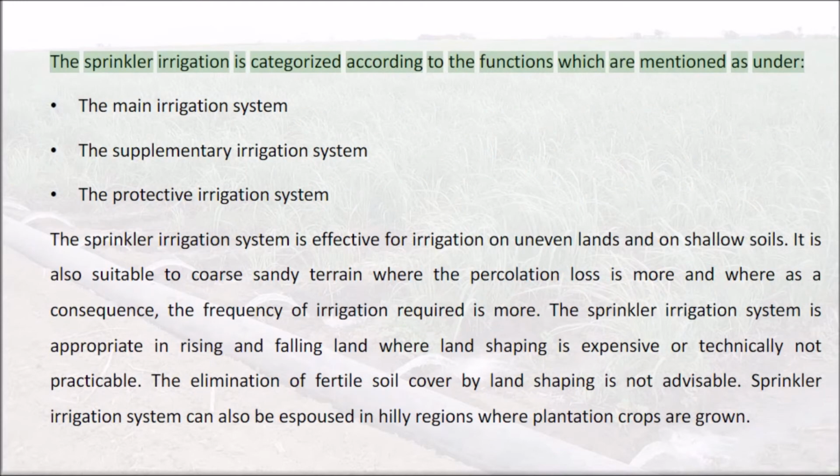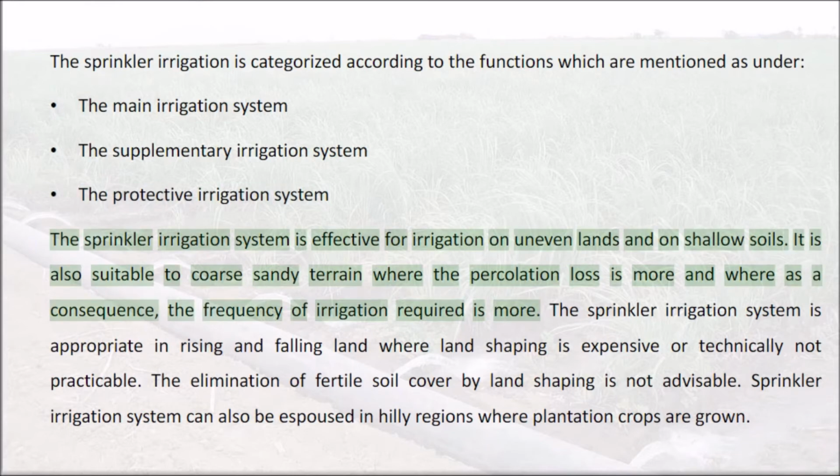The sprinkler irrigation is categorized according to the functions which are mentioned as under. The main irrigation system. The supplementary irrigation system. The protective irrigation system. The sprinkler irrigation system is effective for irrigation on uneven lands and on shallow soils. It is also suitable to coarse sandy terrain where the percolation loss is more and where, as a consequence, the frequency of irrigation required is more.